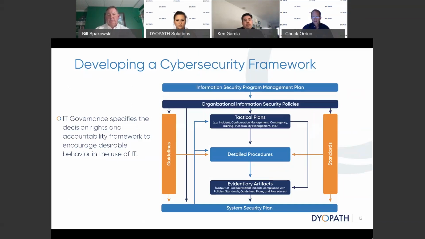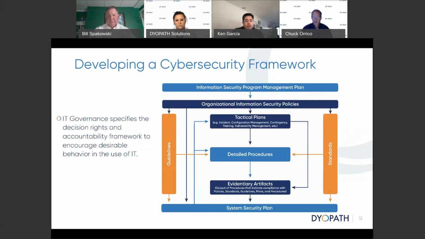And then equally important are the evidentiary artifacts. These are critical for passing audits or demonstrating that you as a superintendent have demonstrated good, proper due diligence. Those evidentiary artifacts are used to say, okay, here's my security program management plan. Here are my policies, my procedures, my guidelines. Here's my DR and continuity of operations plan. And when you get audited, those are evidentiary artifacts proving I am in compliance with what I'm supposed to be doing.